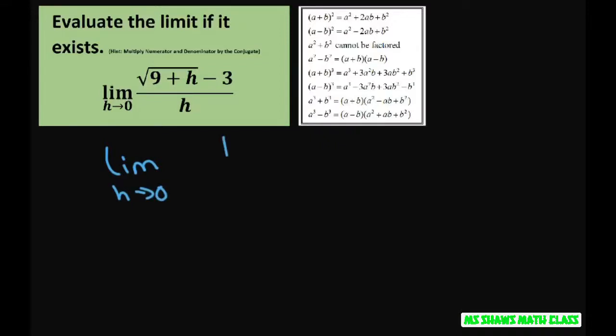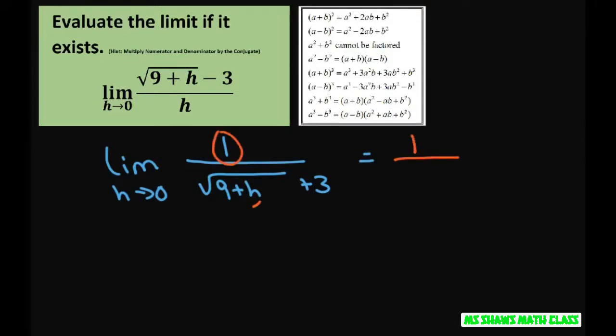When you cancel out the h's, you're going to have 1 over the square root of 9 plus h, and then you have your plus 3 here. Now, at this stage, you can just plug in 0 everywhere there's an h. This is your constant, so just write a 1. And when you plug in 0 here, you get the square root of 9 plus 3. So this is going to be 1 divided by 3 plus 3, which equals 1/6.